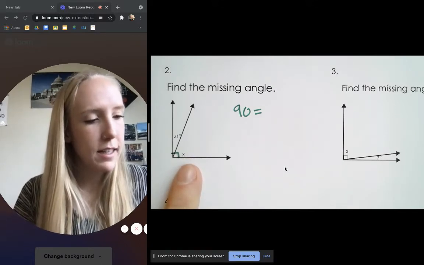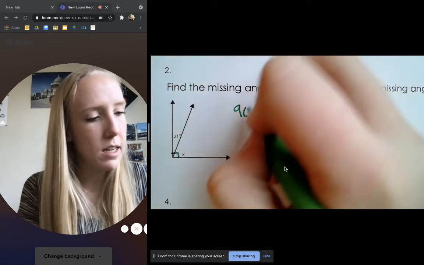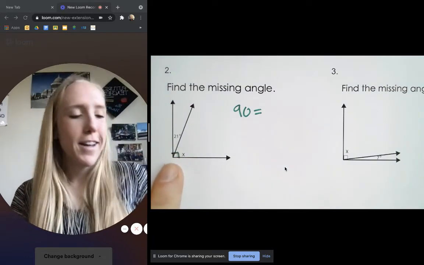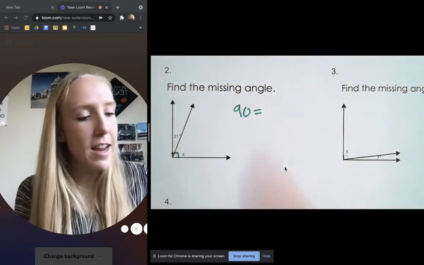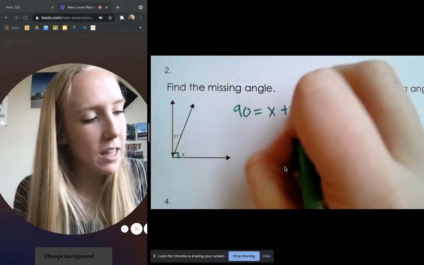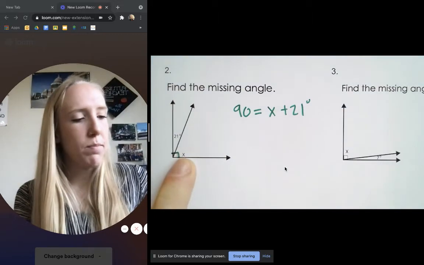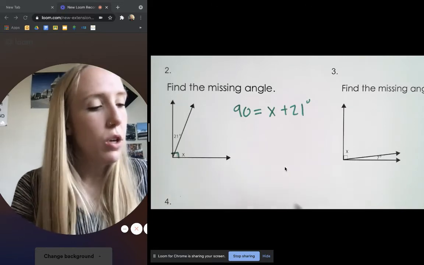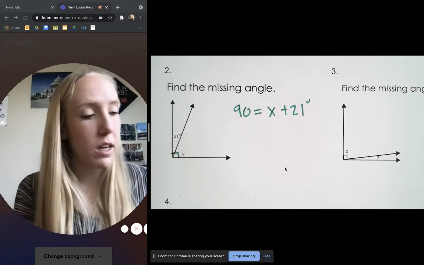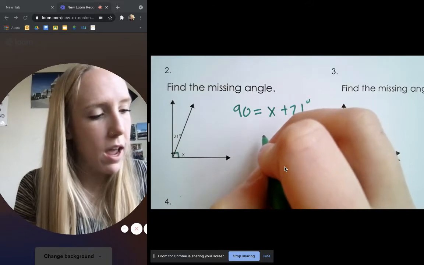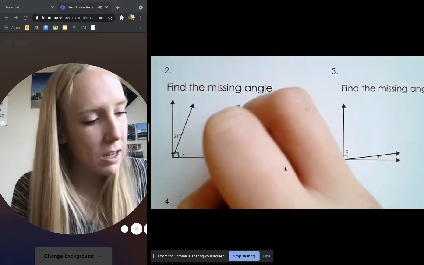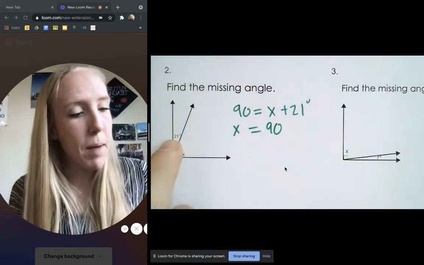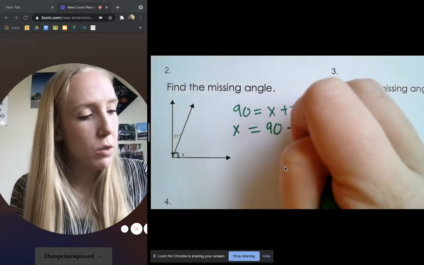So we know that, oops, I wrote it backwards, didn't I? Well, you could do it like that, so we'll start with that. We know that 90 equals x plus that 21 degrees. And so the x plus the 21 has to equal the right angle, the 90 degrees. So I'm going to switch this around a little bit to make it easier to calculate. I know that x has to equal 90, because the whole thing is 90, minus that 21.